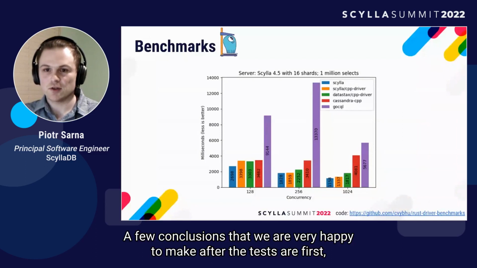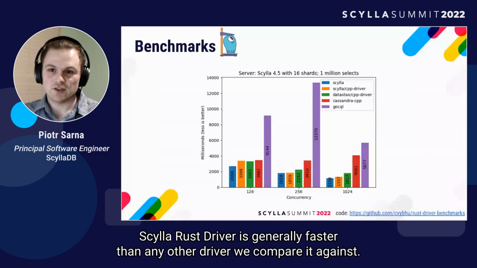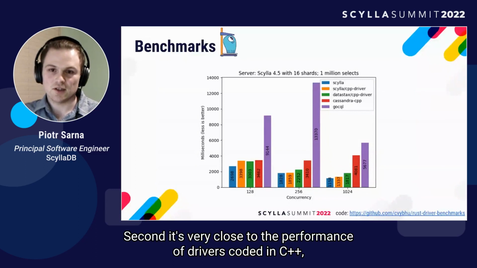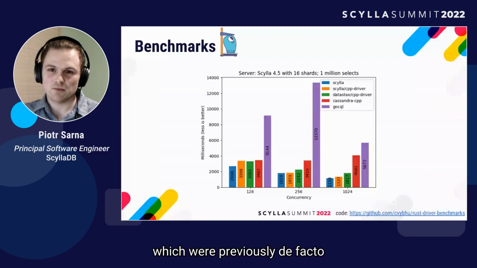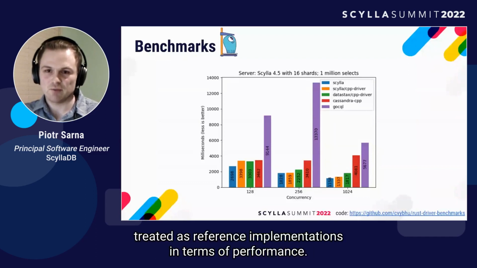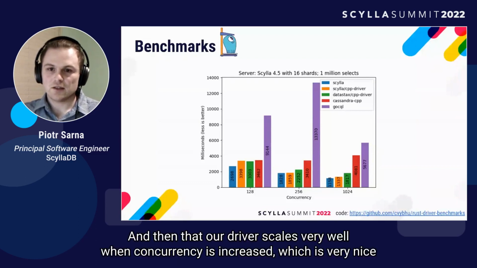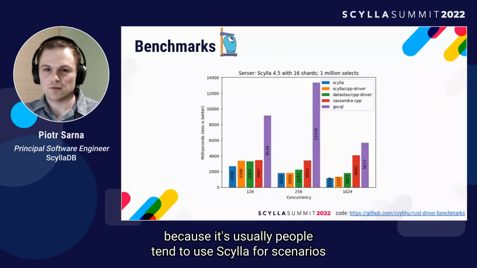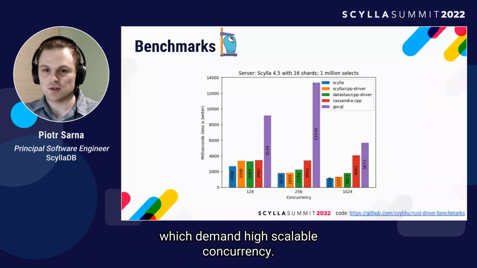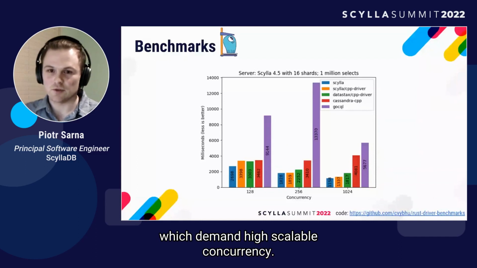A few conclusions that we are very happy to make after the tests are: first, Scylla-RAS driver is generally faster than any other driver we compared against. Second, it's very close to the performance of drivers coded in C++, which were previously de facto treated as reference implementations in terms of performance. They were simply the fastest. And then that our driver scales very well when concurrency is increased, which is very nice because usually people tend to use Scylla for scenarios which demand high scalable concurrency.